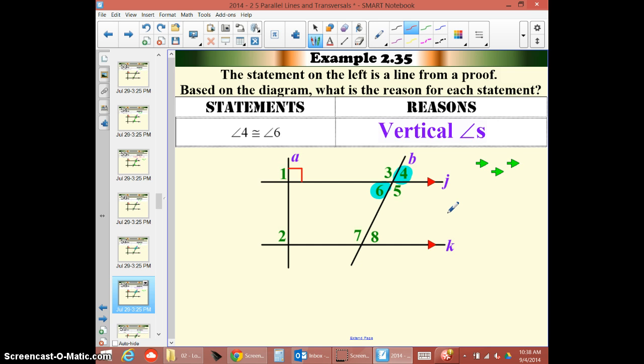That one should be just ingrained in your brain. If you see the X and they're opposite of each other, vertical angles.